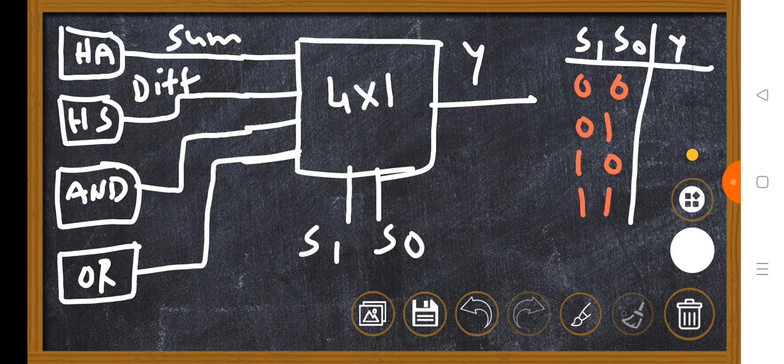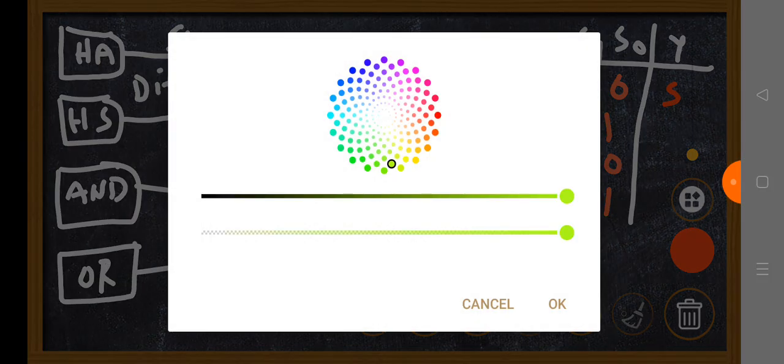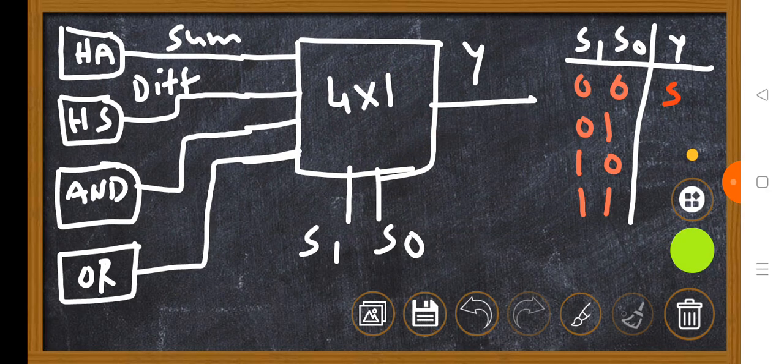Now you know very clearly that based on the selection lines, if 0 0 is selected, sum is considered. Are you clear? If 0 1 is considered, difference is selected. If 1 0 is considered, AND logic is selected. If 1 1 is considered, OR logic is selected. Is it clear? That's it guys. This is ALU in your VLSI. You have to write this concept if ALU is asked in your question.